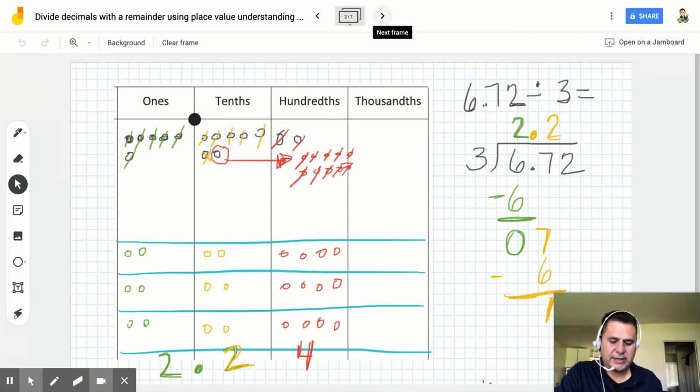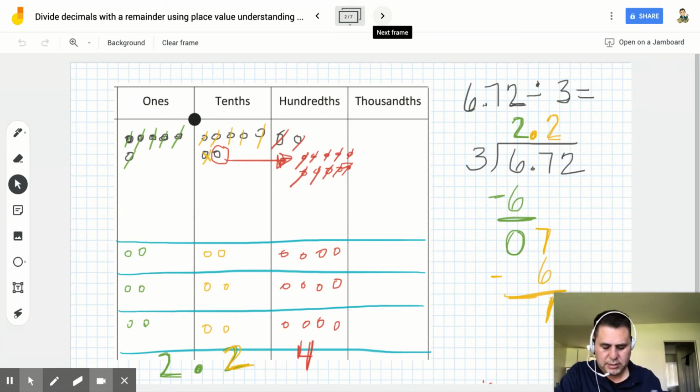That's right. I cashed it in or exchanged it or added those 10 cents or that value to those hundreds. 1 of these becomes 10 of these. 10 plus 2 is 12. So now I have 12. 12 hundredths.